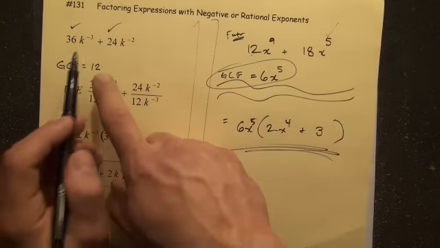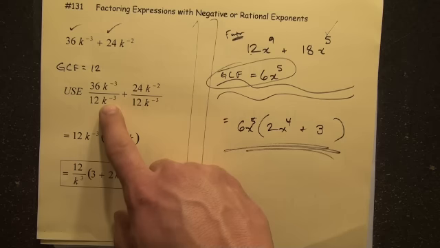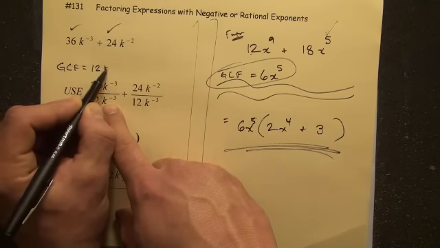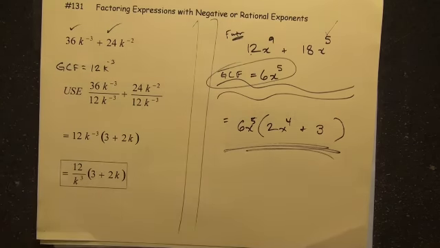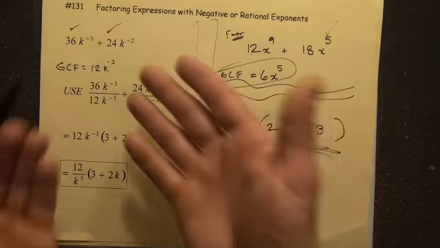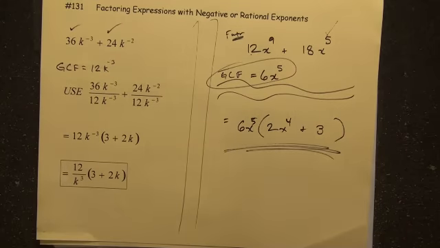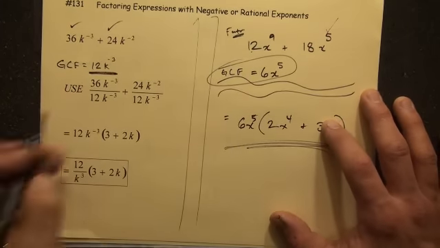So guess what? What's smaller, negative 3 or negative 2? Negative 3 is definitely smaller. So we're going to take out a 12k to the negative 3. That's the logic behind it. We did the same thing here that we did over there. Same problem. Just because there's negatives in there doesn't mean you do something different. Now, we take out the 12k to the negative 3.